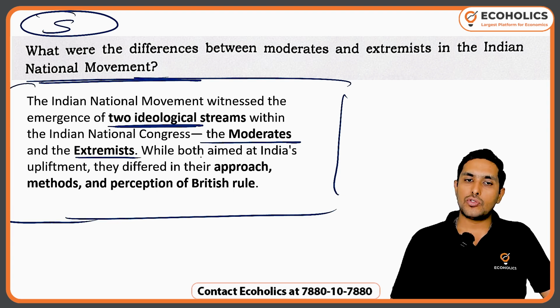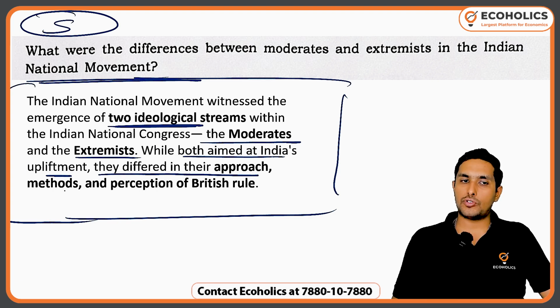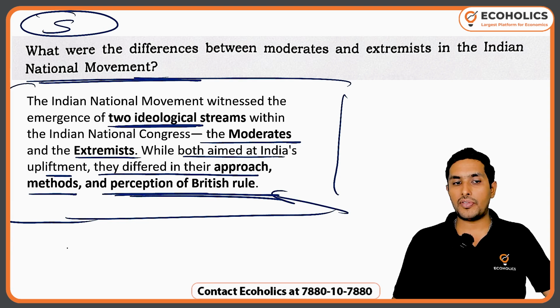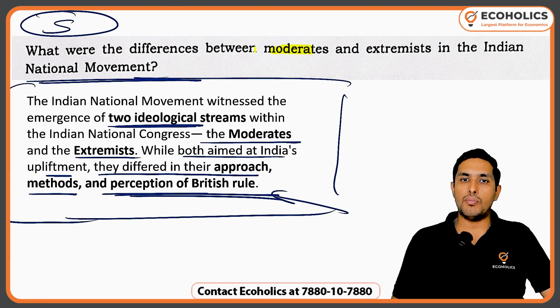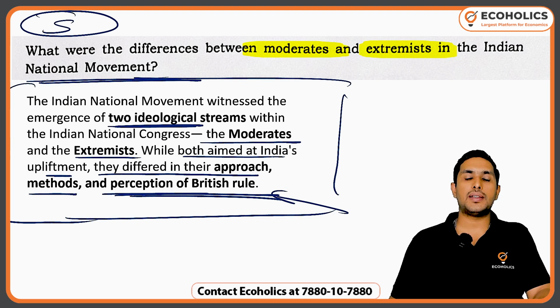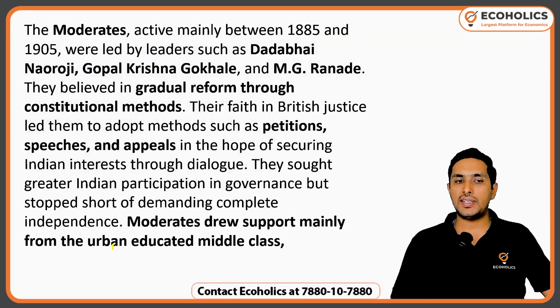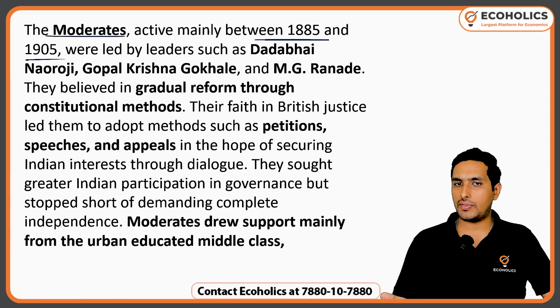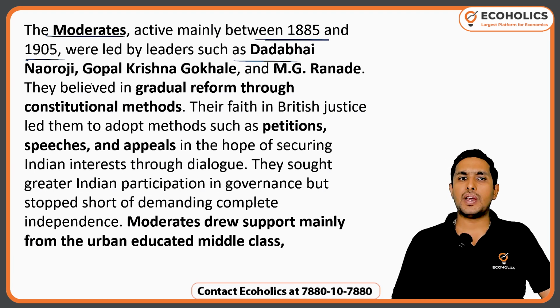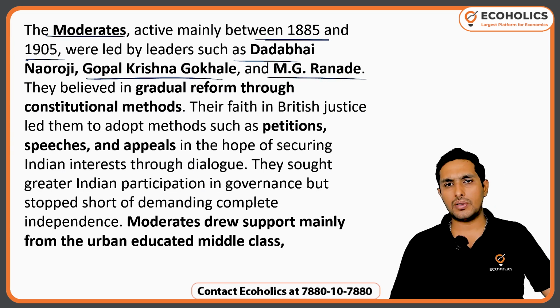Moderates and extremists. Ultimately, they're focusing on the upliftment of India, no doubt about that, but they differ in their approach, in their methods, in their perception of British rule. So this is one thing we have to understand. In a way, moderates and extremists are totally different. They both have different ideologies altogether. And having said that, you can simply write that between 1885 and 1905, we have moderates very much strong. You can mention a few names, Dadabhai Naoroji, Gopal Krishna Gokhale, and you can even mention Surendranath Banerjee, all these people.